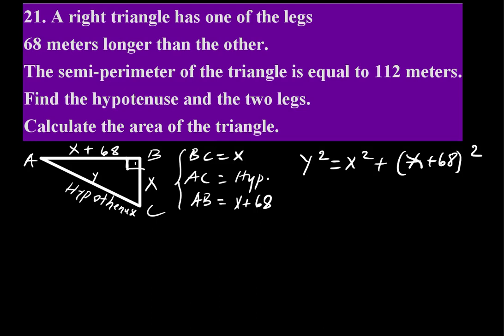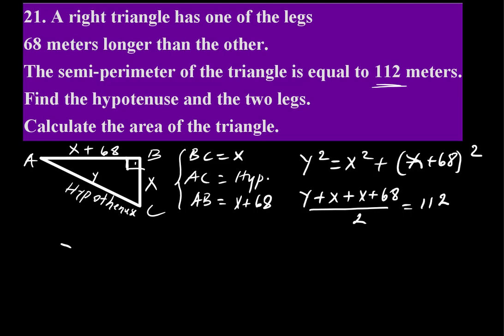So we have other information though. They are saying that the semi-perimeter here is 112. That means y plus x plus 68 over 2 is equal to 112. Okay, so all we have to do is to try to pull y from this.